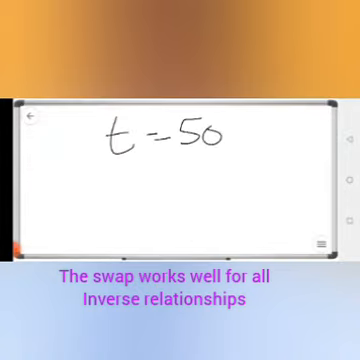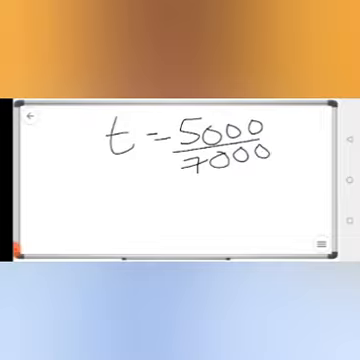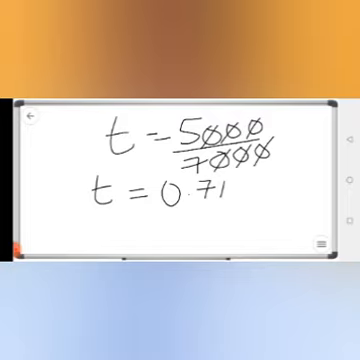What that means is that t becomes 5,000 divided by 7,000. Okay, so zero will cancel zero, zero will cancel zero, zero will cancel zero, then t is 5 divided by 7 seconds. Well, you can write that in decimal. In decimal, I think that should be 0.71, approximately 0.71 seconds.